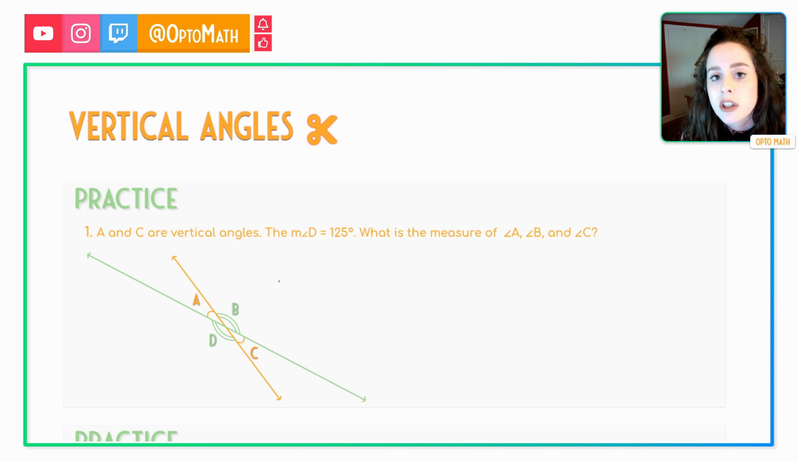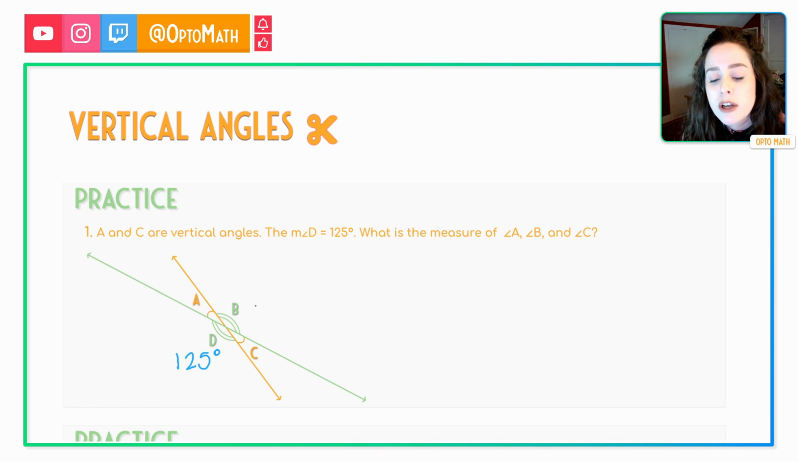So let's go ahead and fill in our picture with our given information. The measure of angle D is 125 degrees. So let's go ahead and write it, 125 degrees. Remember that the vertical angles theorem says that vertical angles are always congruent to each other, meaning they have the same measure. So, which angle is congruent to angle D? Well, that would be angle B because it's the vertical angle to angle D. It's the angle that's opposite angle D.